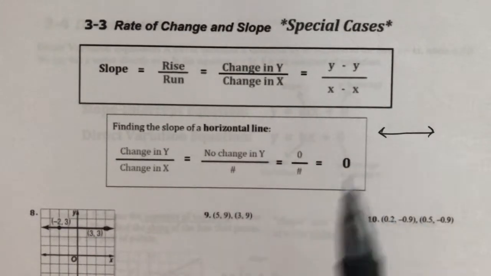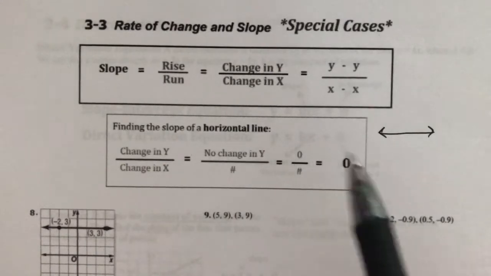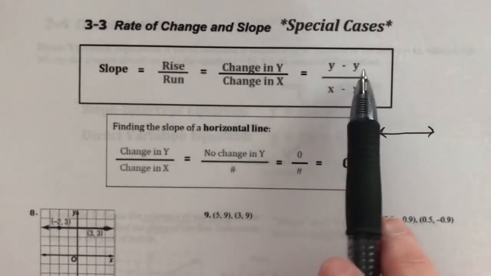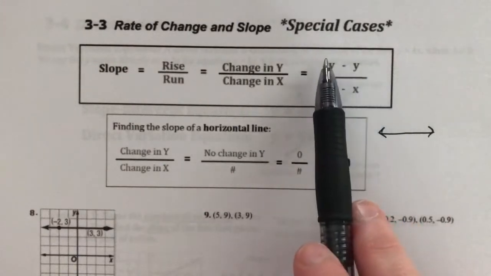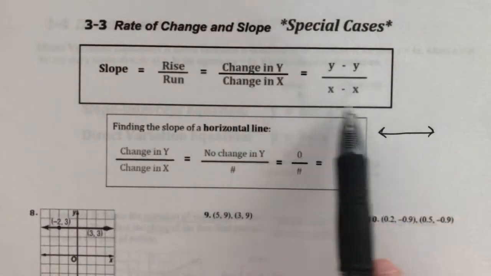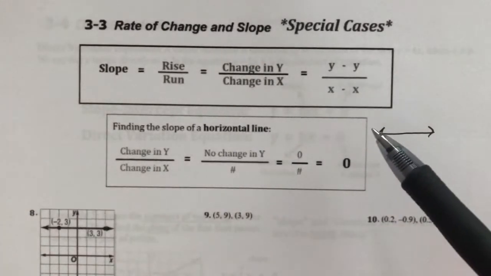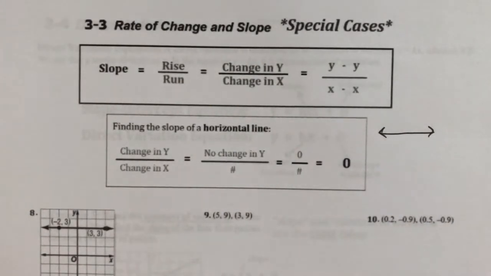Meaning, when we have two ordered pairs that lie on a linear equation or that are solutions to a linear equation, we take the y values and subtract them. That goes on top of our fraction. And we take the x values and subtract them. That goes on the bottom. And that gives us a fraction which represents the rise over the run.